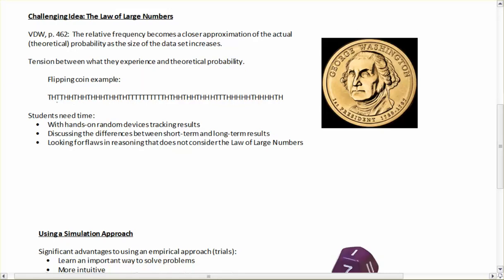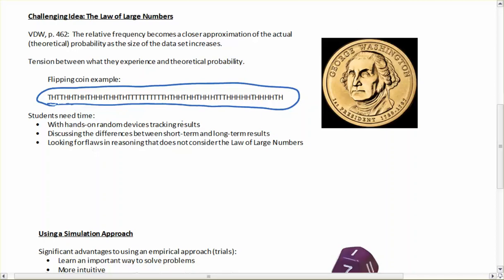As we look at the relative frequency, the actual outcomes of flipping a coin, like this: tails, heads, tails, tails, heads, heads. It may not be close to 50-50 for heads initially. However, as the size of the data set increases, the more times we flip it, the closer that probability is going to tend to be toward the 50% heads that we would expect.